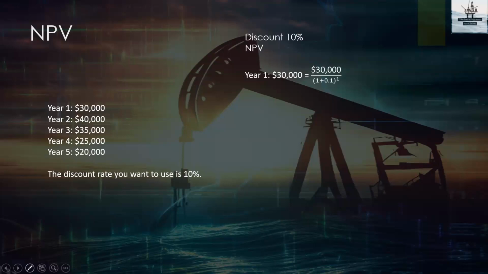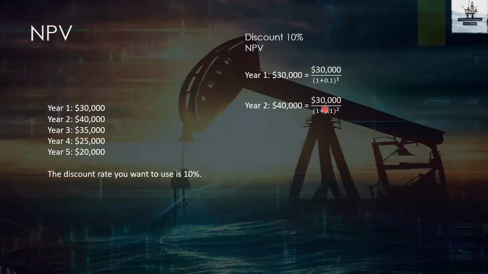So I'm going to show you $30,000, that is the year one, and 1 divided by (1 plus discount), that is 10%. So 10% can be written as 0.1, to the power of the year number. So this is the first year, so power 1. In that way, you have to calculate for the second year.